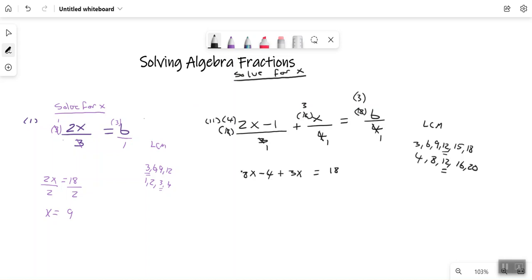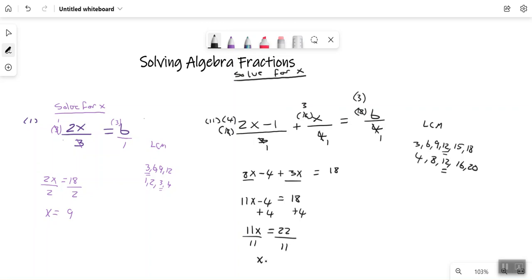Now you can see that we have this extended expression, so we want to add up the like terms. If we take 8x and 3x and add the two of them together, that's going to be 11x minus 4 is equal to 18. Now we want to get rid of the 4 on each side. So we add 4 here and add 4 here. These will cancel out, and 11x is equal to 18 plus 4, which is equal to 22. And then we want to divide both sides by 11.